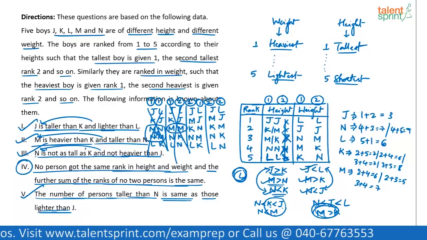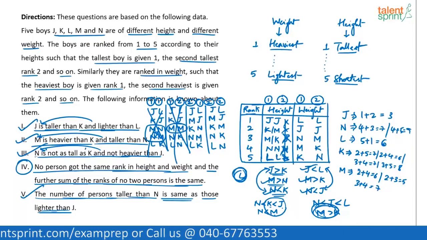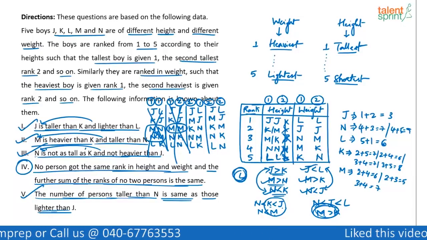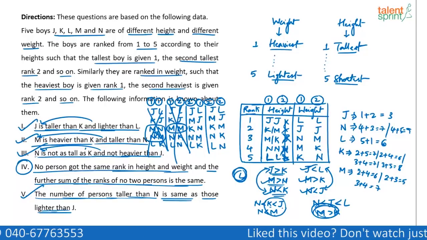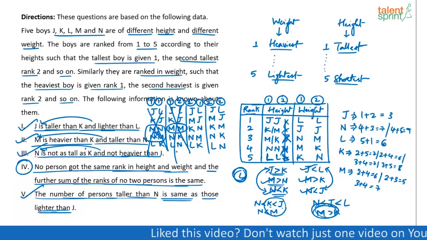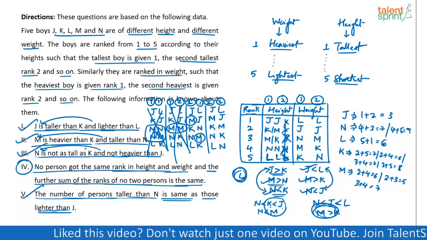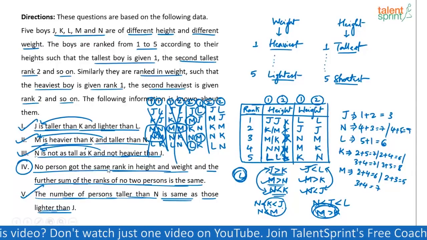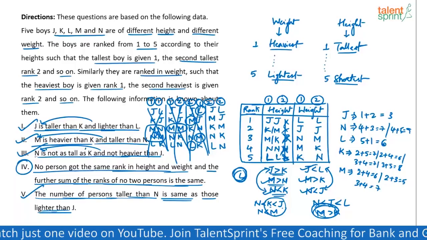J's sum is 3. M's sum is 2 plus 4, 6. K's sum is 3 plus 5, 8. N's sum is 4 plus 3, 7. L's sum is 1 plus 5, 6. So this is the problem. You see, M's sum of ranks is 2 plus 4, 6. L's sum of ranks is 1 plus 5, 6. Sums cannot be the same, right? M and L are both giving 6 and 6. So this is wrong.